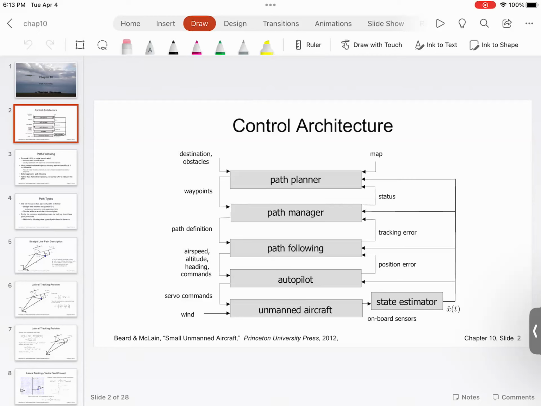So you have path following, and on top of it, you have a path manager, and on top of it sits the path planner. And one thing I want to tell you is that whatever we are going to talk about in path planning, the basic structure is similar, whether you are looking at articulated robot arms, ground robots, flying robots, or underwater robots. The basic mathematical structure is the same.